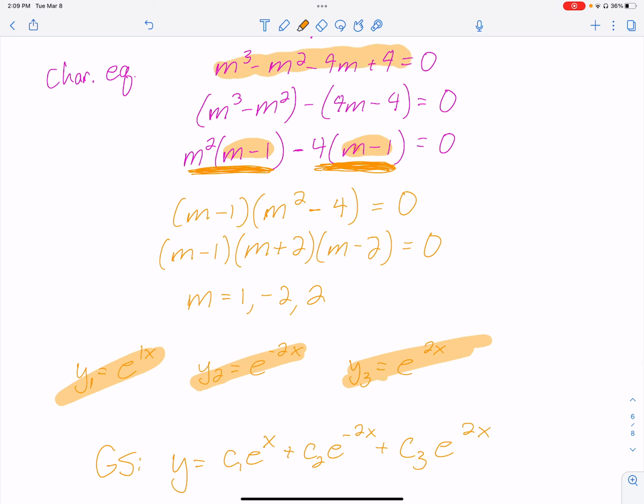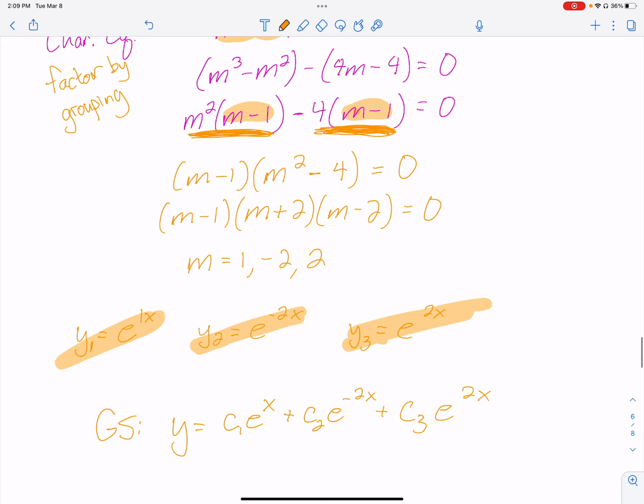This is called factor by grouping. Sometimes it works, sometimes it doesn't. So you could try it. If it doesn't work, then you move on. And we're going to use a grapher to help us. So there's our solution to that one.